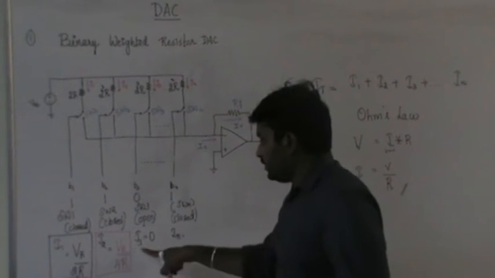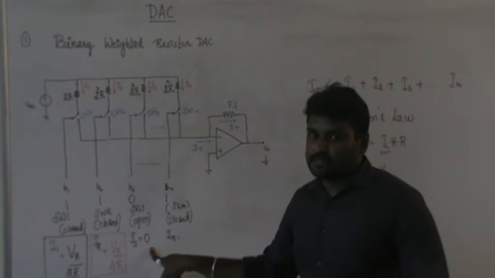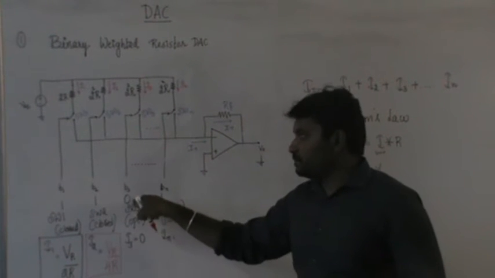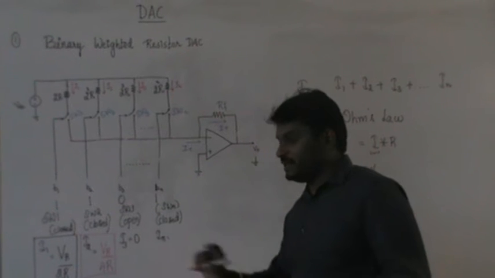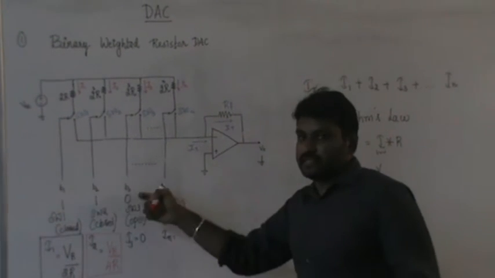Next, I3 we have directly taken as 0 because we have considered V3 is equal to 0. So therefore I3 we have written as 0. This is just an example.